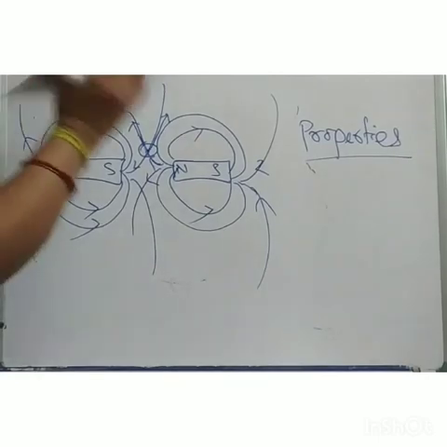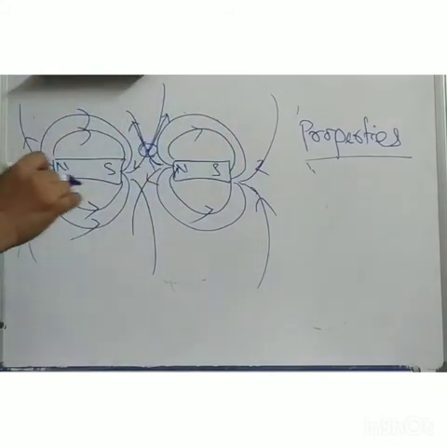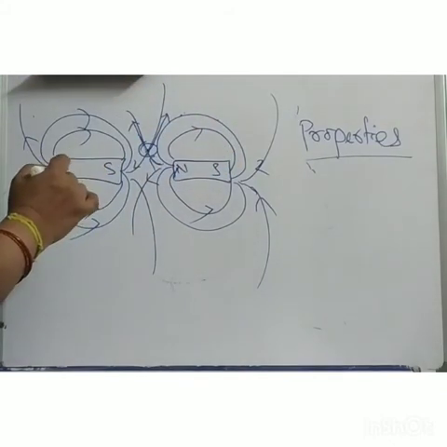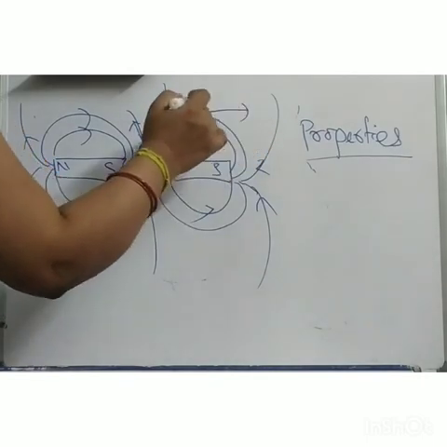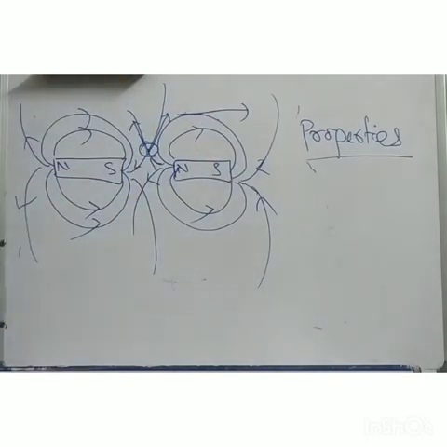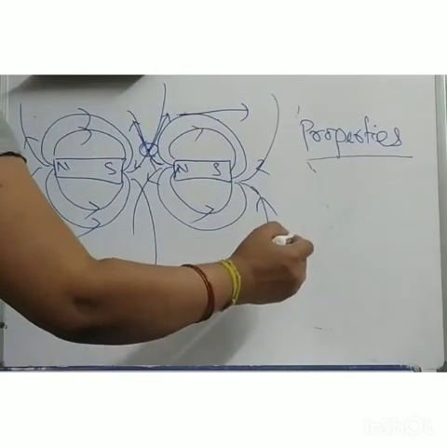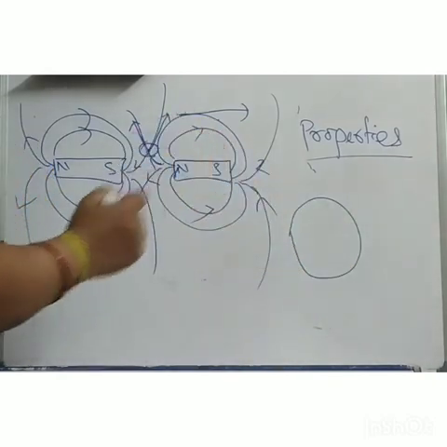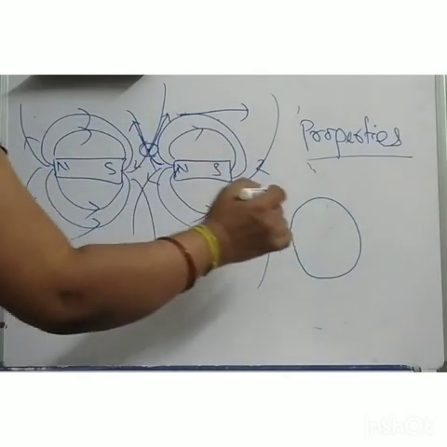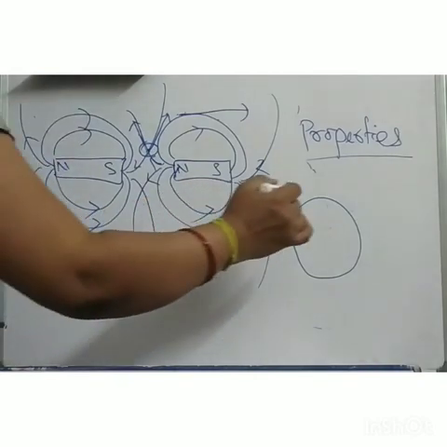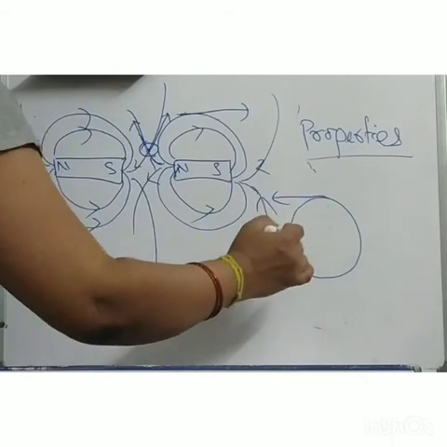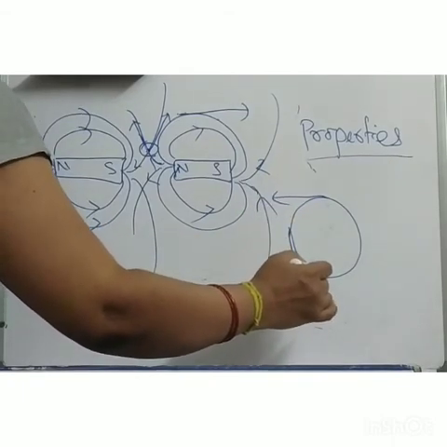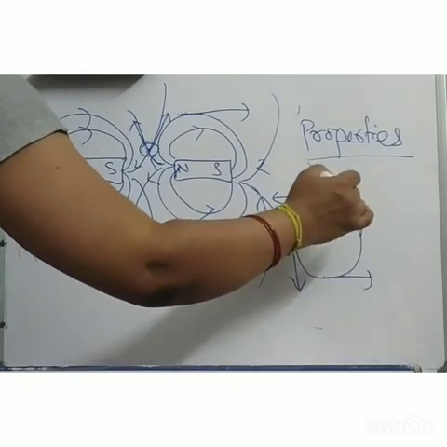Actually, at each point of the magnetic field lines, if you draw a tangent, it gives the direction of the magnetic field at that point. You have studied this in math also. This is a circle, and you have seen in the motion chapter, in uniform circular motion, that at each point the velocity direction is tangential. So at each point it is tangential.